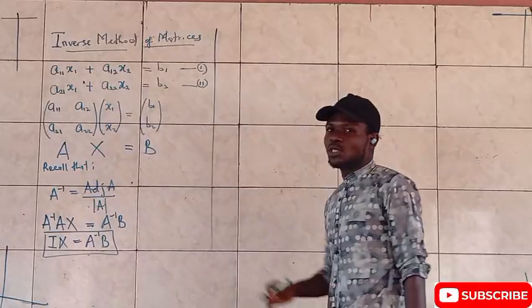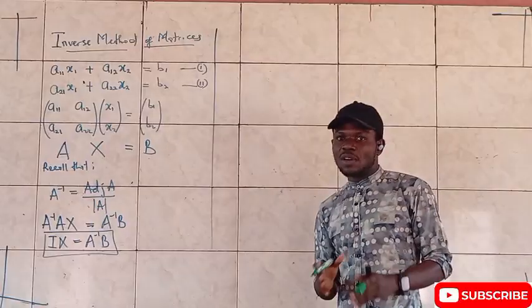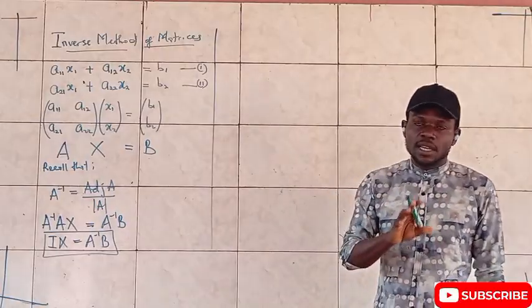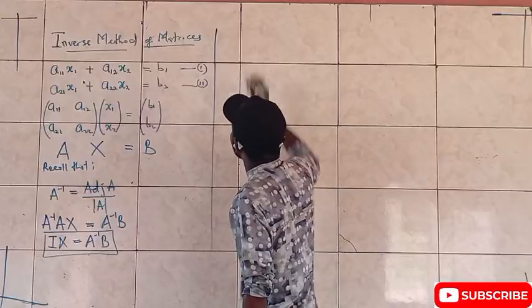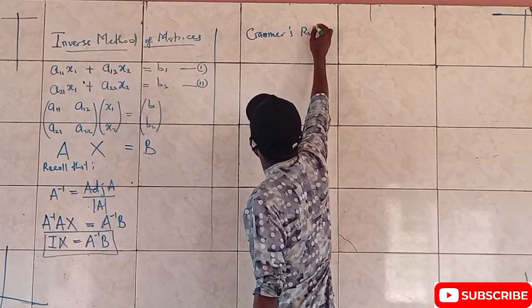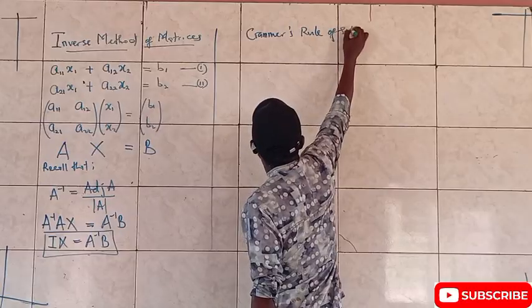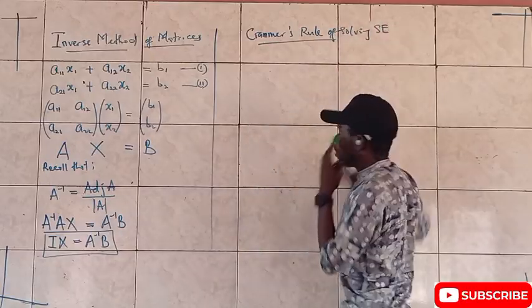Then let me just divide it like this. This is for the inverse method. Okay, maybe for the sake of very good comprehension, and in separate videos, let's also talk about what we call Cramer's method, Cramer's rule of solving simultaneous equations.